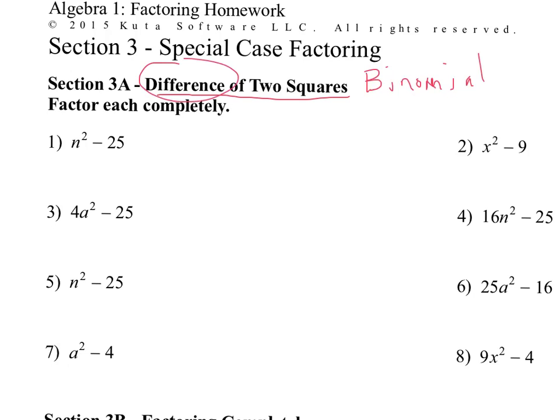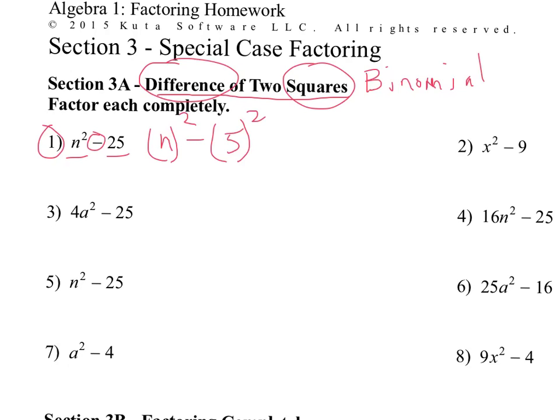Obviously it's a difference, so it's going to be subtraction of two perfect squares. So you kind of have to just recognize what you're dealing with when they say factor. Both have to be perfect squares. So if I look at number 1 right here, I've got n squared minus 25. N squared is a perfect square because I can square n to get n squared. And 25 is a perfect square because I can square 5 to get 25. And it is a difference.